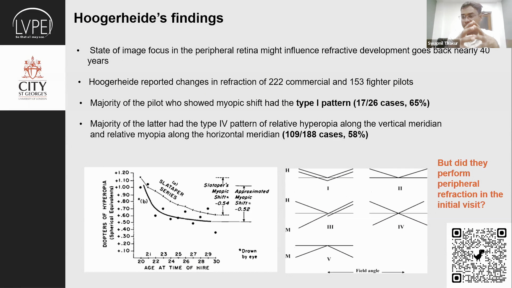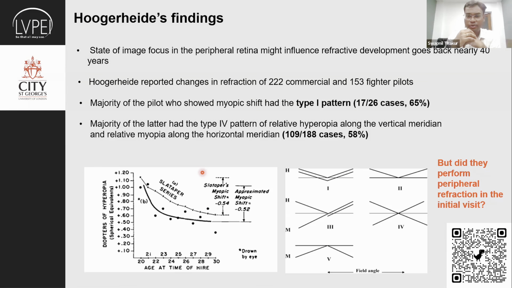After Rempt did peripheral retinoscopy and gave five different patterns, his colleague Hoogerheide extended these findings and measured the peripheral refraction in 222 commercial pilots and 153 fighter pilots. He was observing which of the pilots developed myopia and what relative peripheral refraction pattern they had.